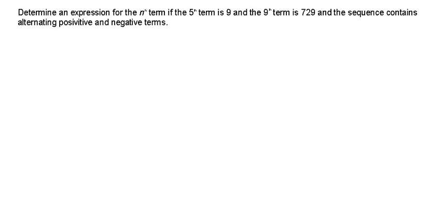All right, let's read and see what our challenge is. It says determine an expression for the nth term if the fifth term is 9 and if the ninth term is 729. Also, the sequence contains alternating positive and negative terms. The moment you read something like that, you already know that it's geometric.